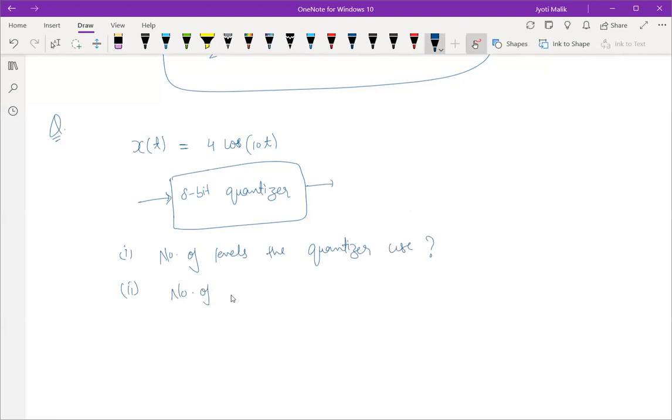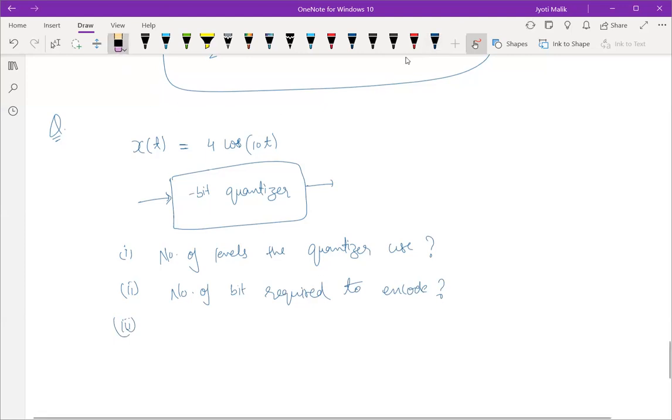Number of bits required to encode the signal. Sorry, take it as a 4-bit quantizer. 8-bit will be too much. It's okay. Let me think. 1, 2, 3, 4.